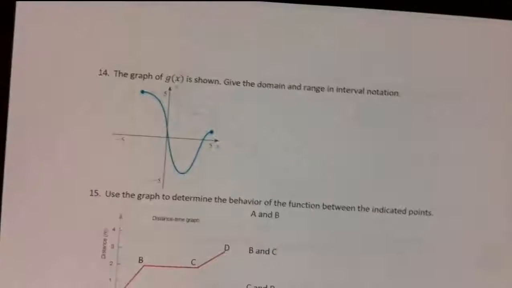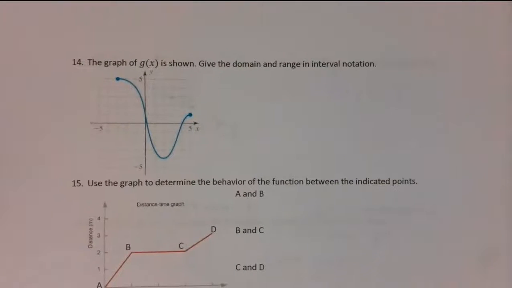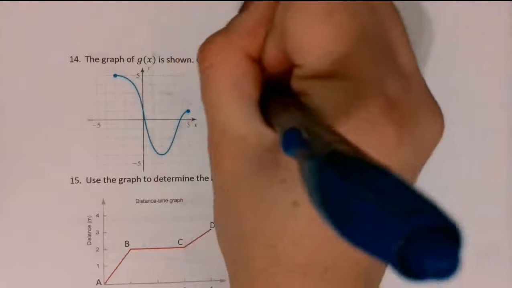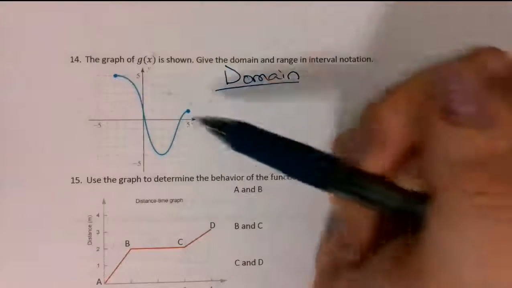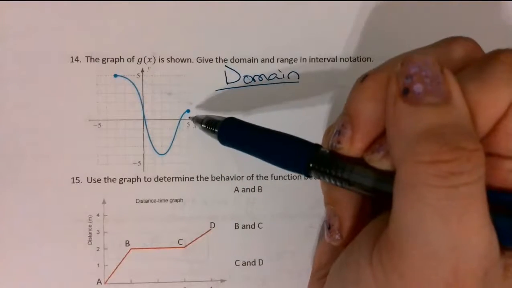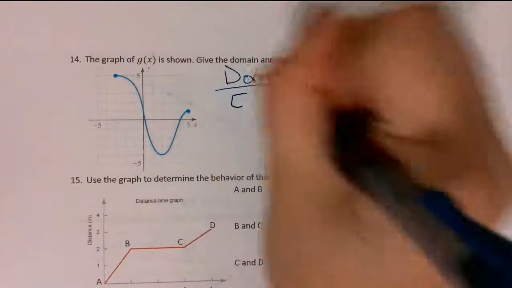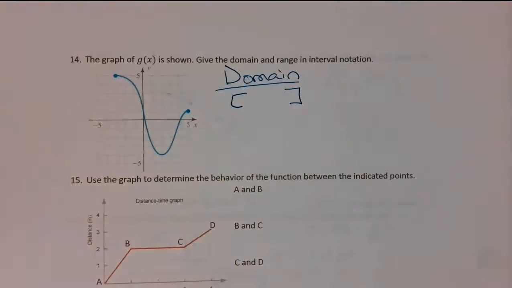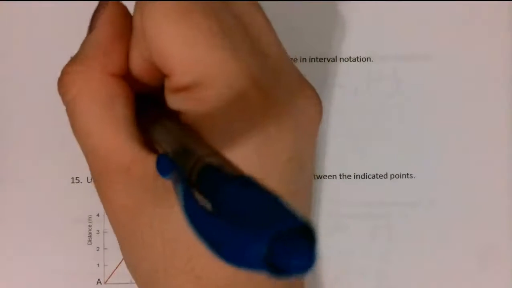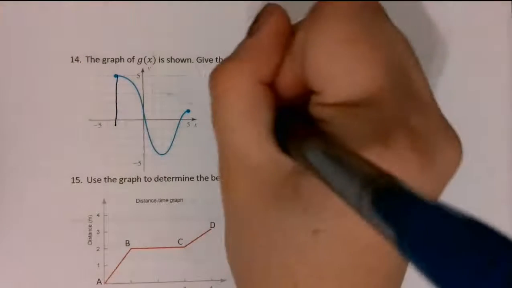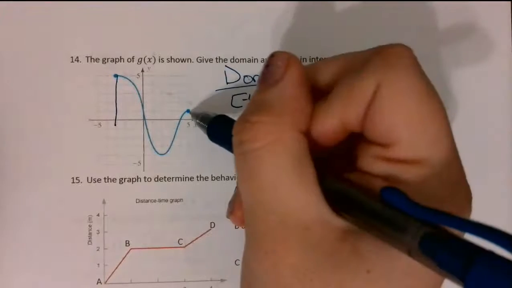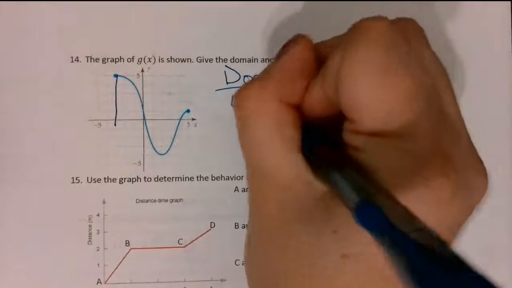This one gives me a graph, and it wants me to give the domain and range in interval notation. So I am going to start with my domain. My domain starts over here and ends here. They both have solid circles, so I'm going to have these square brackets on this one. This point is at negative 4. This one is at 5.